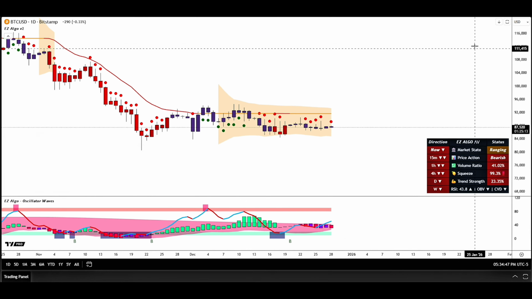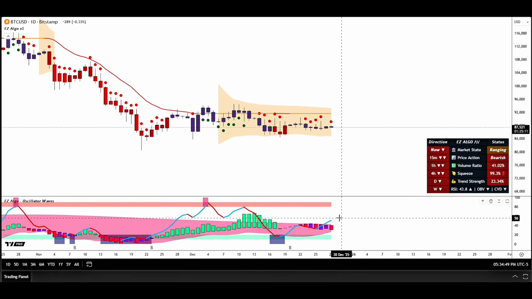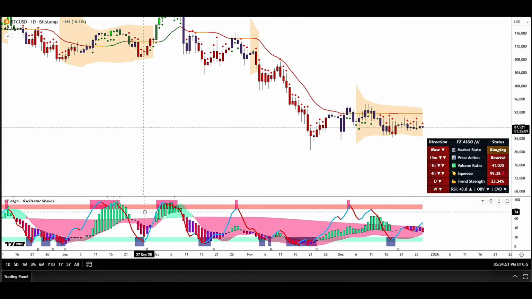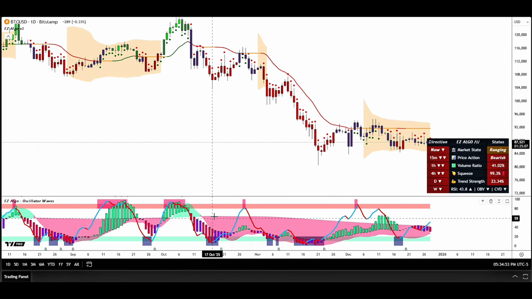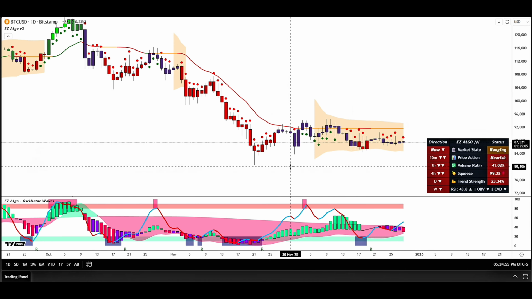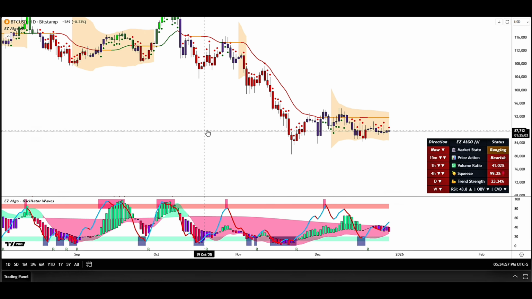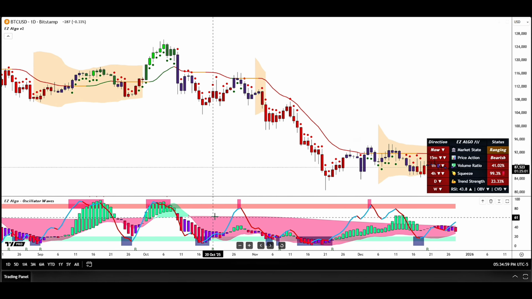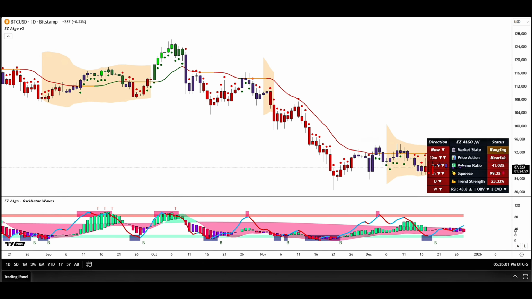One of the next videos we're going to be doing is covering our oscillator waves, how we can use that to build even more confluence, and how we can use these together in a variety of different market conditions and base our trades off of that.